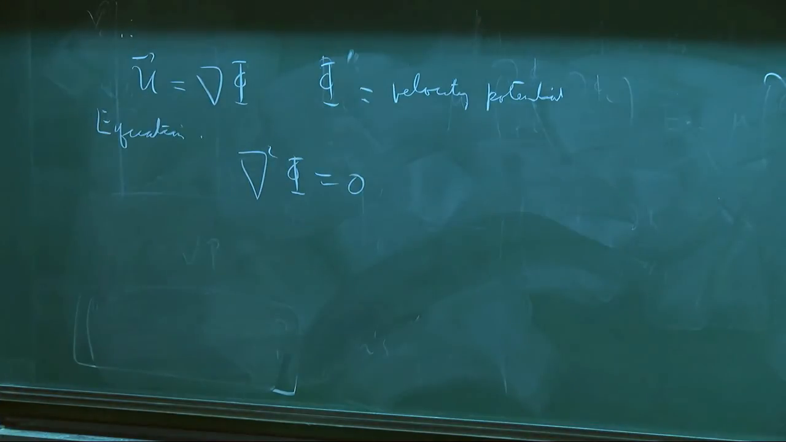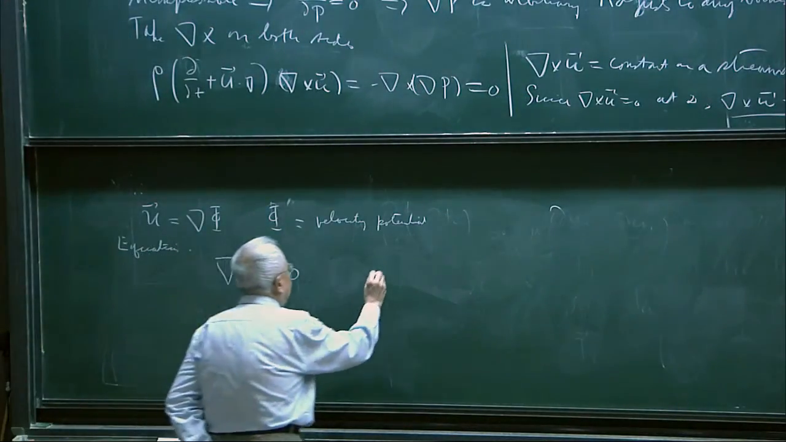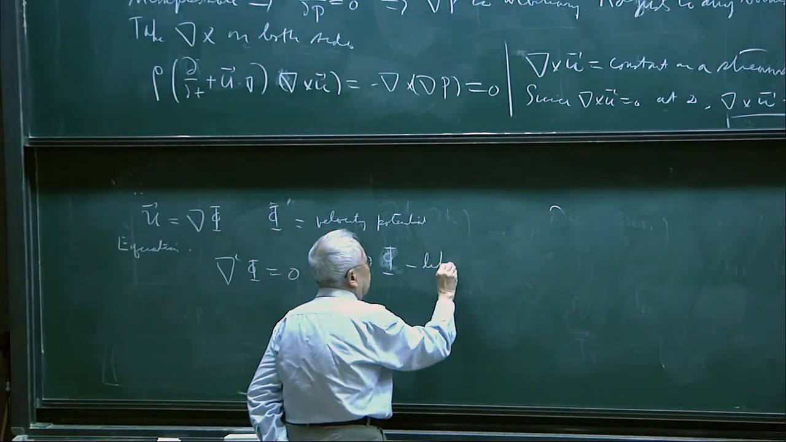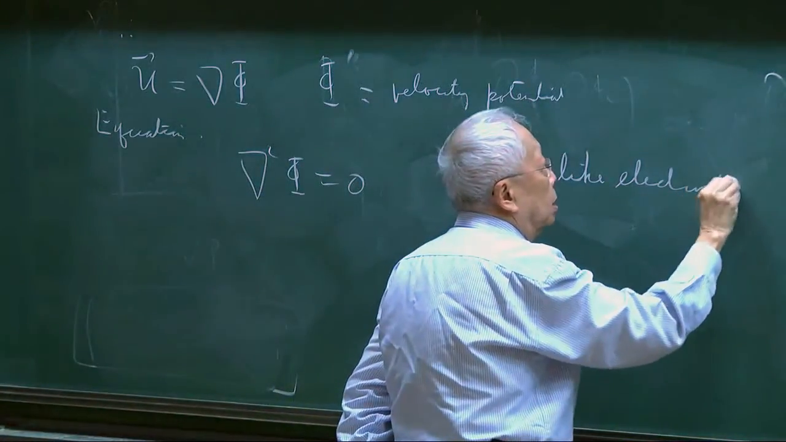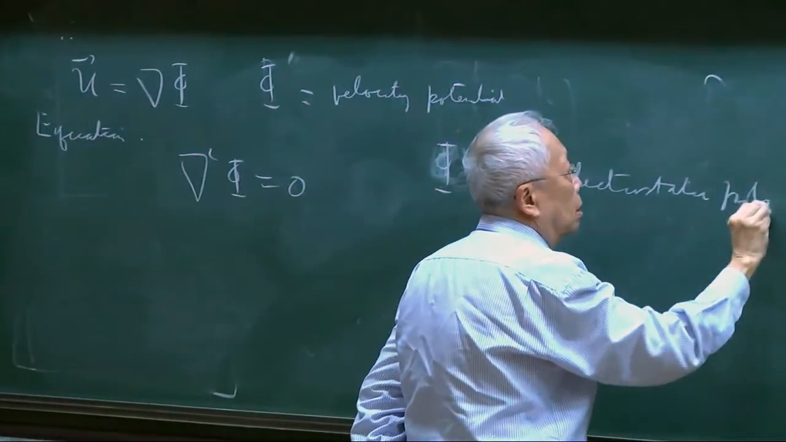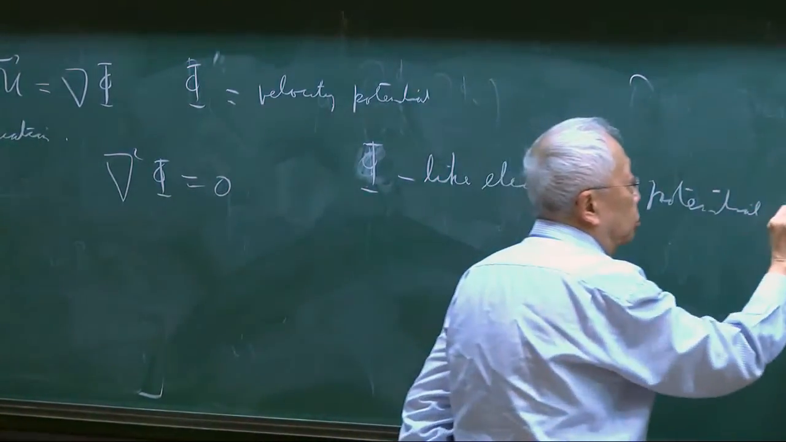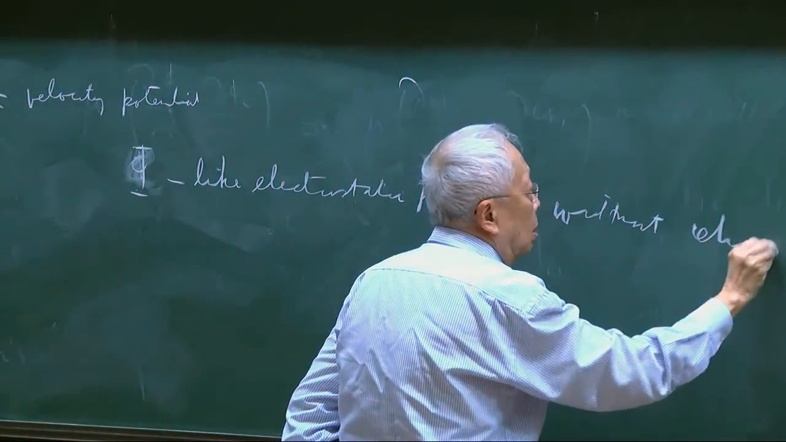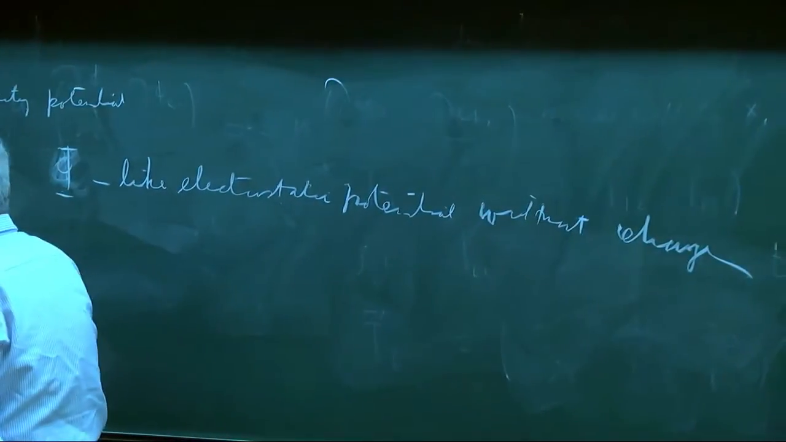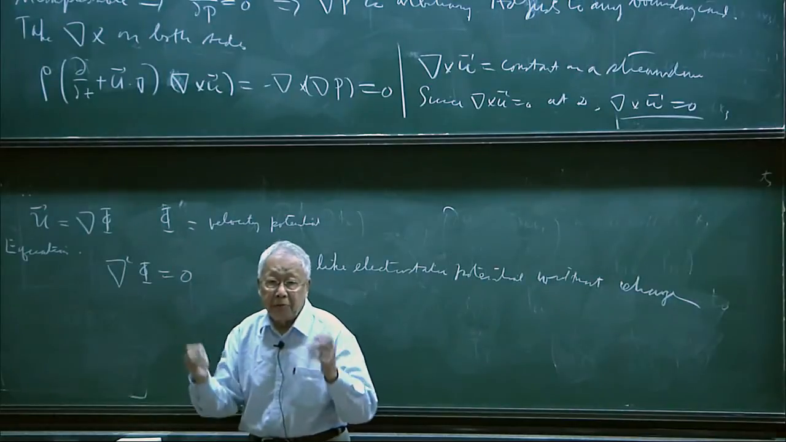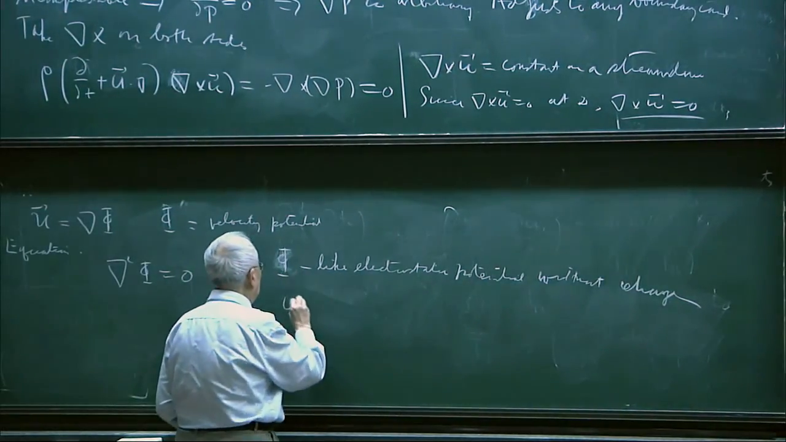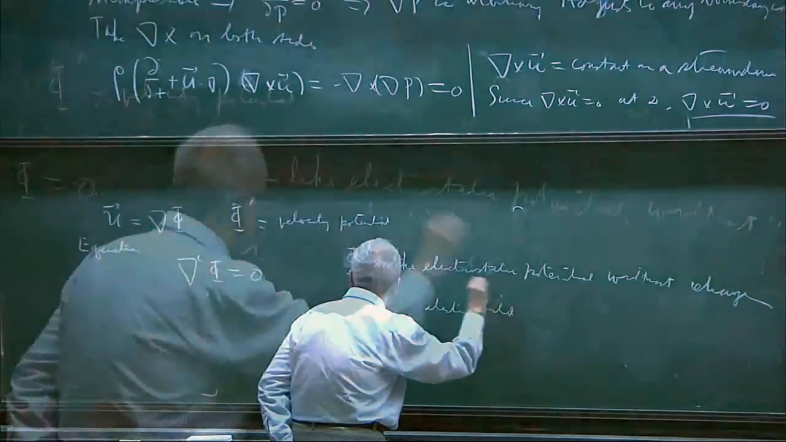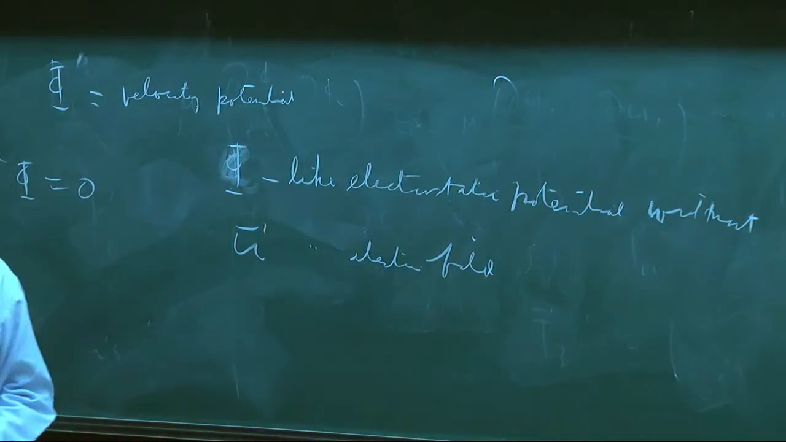And there's an analog, right? You could imagine that phi is like electrostatic potential without charges, because this is Poisson's equation without the charge. So it's like electrostatics in free space. And u is like the electric field. And in this way, you can qualitatively understand many kinds of flow.